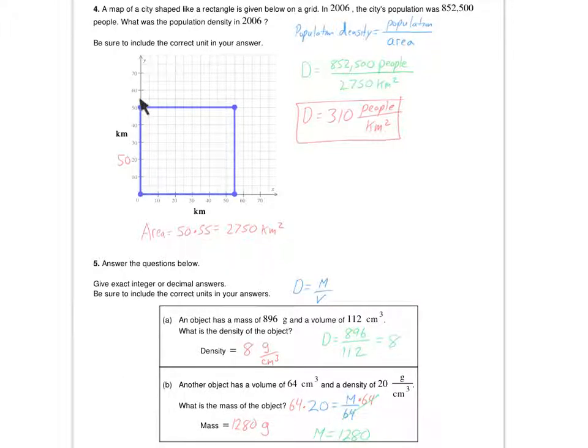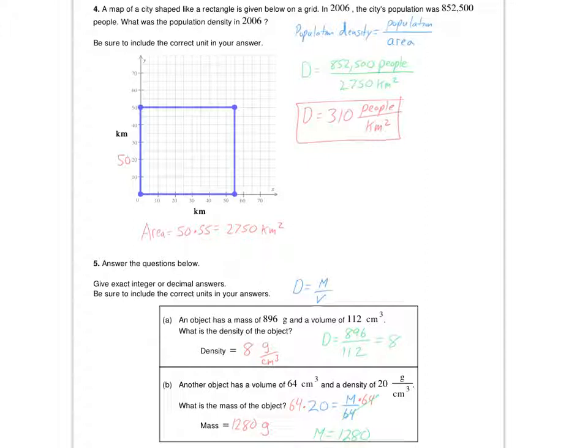Since this rectangle is 50 kilometers by 55 kilometers, I multiply the two, and that right there would be my area, in square kilometers. Make sure you use units. So the area, population, divide the two, there's my answer for density. Units are people per square kilometer. Again, this is a two-dimensional density, and it's called population density.